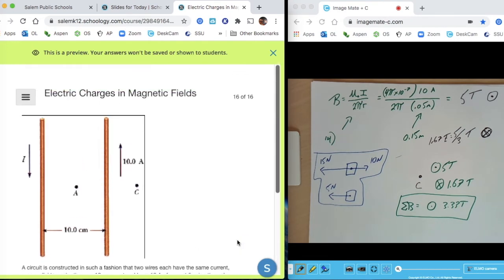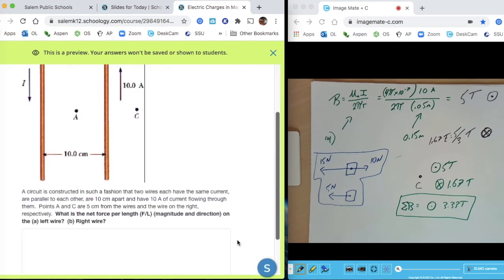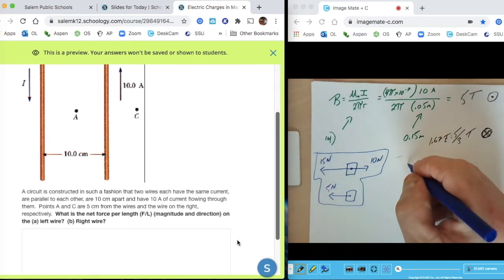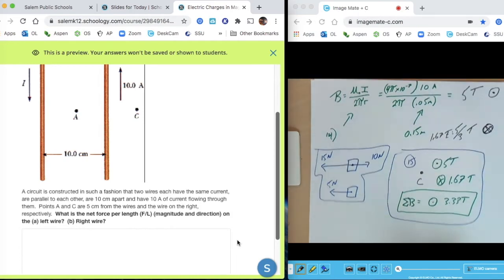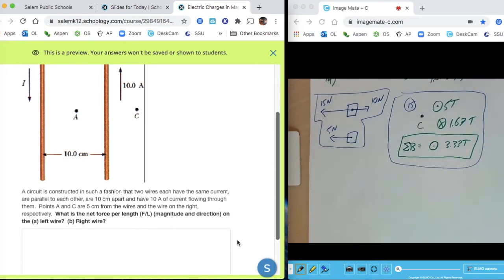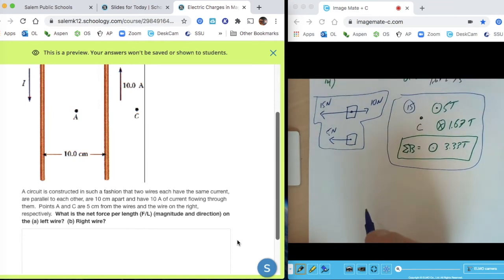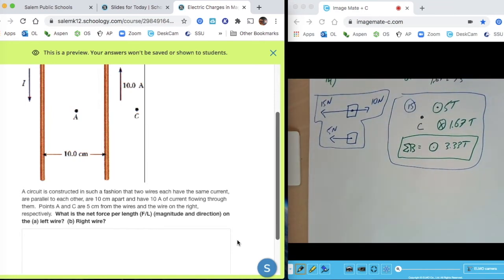And then what do we have here? This might be the last one. Yeah, it is. So this was 15, the vector sum. Number 16 is, a circuit's constructed, okay, so same setup. What is the net force per length on the left wire and the right wire?